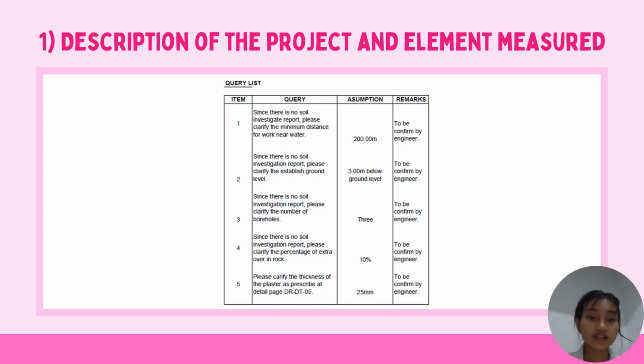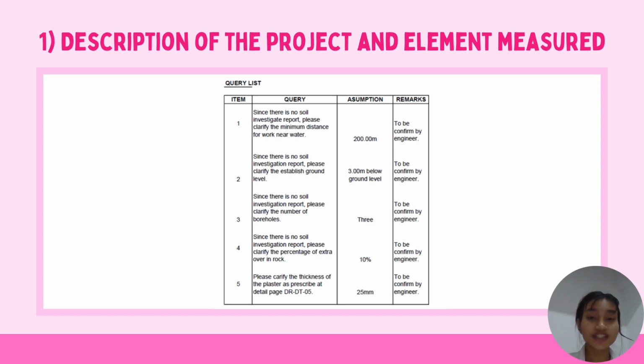Next, since there is no soil investigation report, the engineer needs to clarify the established ground level. But in this BQ, we assume the established ground level is 3 meters below ground level. Other than that, since there is no soil investigation report, the engineer needs to clarify the number of boreholes, where we assume the number of boreholes is 3 here.